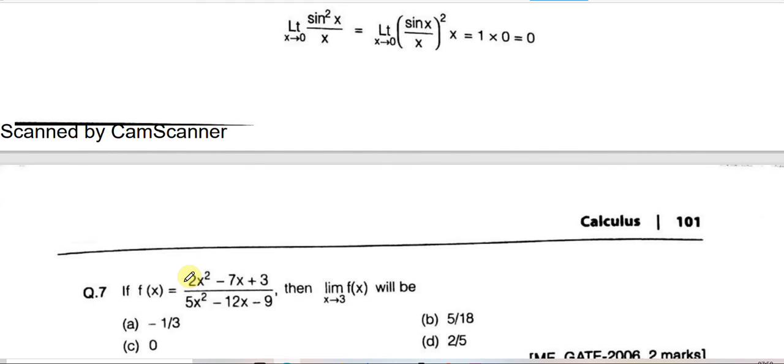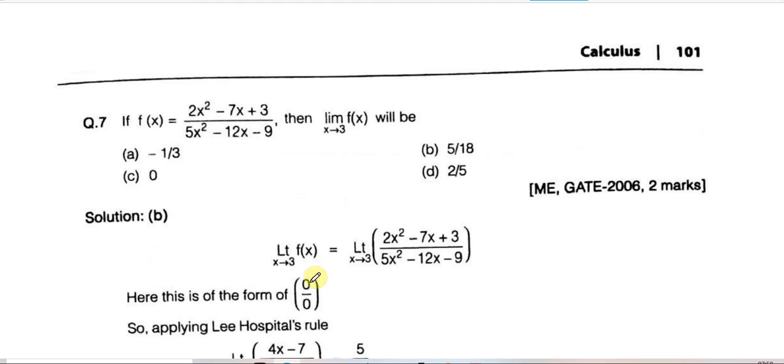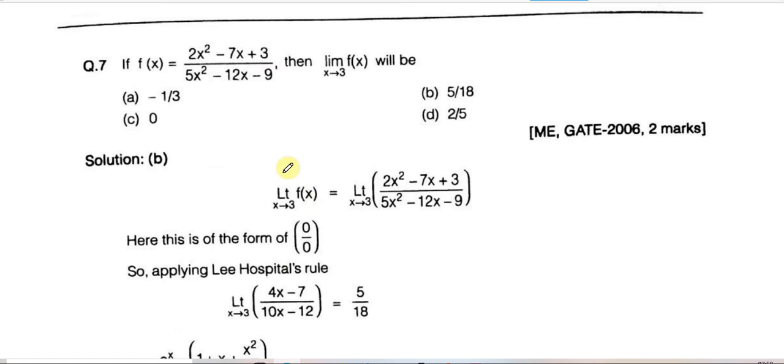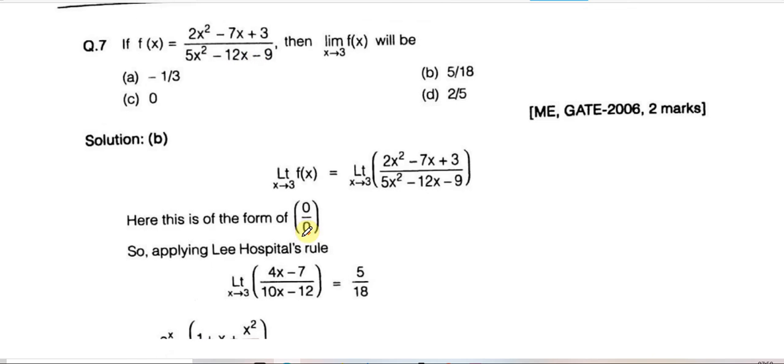Now here is the function given, it is asking about the limit as x approaches 3, what will be its value. Simply you put x equal to 3, then it comes out to be 0 by 0 form. So 0 by 0 form is there, so simply we can apply L'Hopital's. After applying L'Hopital's, differentiate, this is (4x plus 4x minus 7) upon (10x minus 12), and then put x equal to 3, we will get the answer.